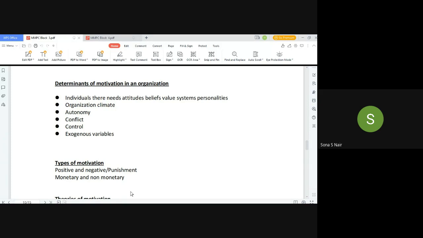Exogenous variables. Some variables do not belong to the organization. They are outside the organization. So if an individual is sitting in the organization for quite some time, for 8 hours, 10 hours, working in the organization, but for the remaining hours he's going outside the organization to his family, to his place. So whatever happens outside, possibly that can also influence the motivation level of an individual in the organization. Got it?